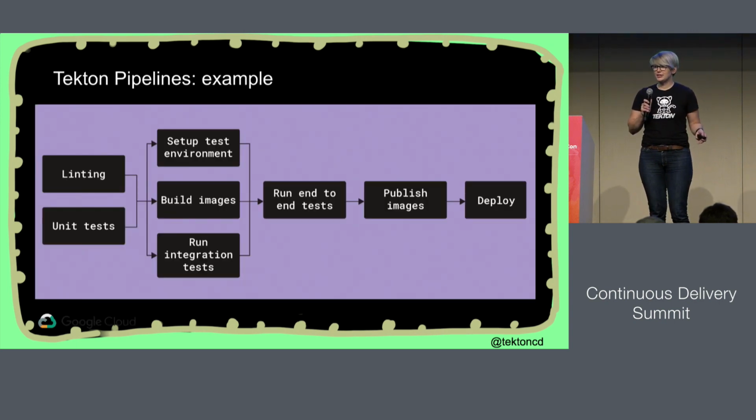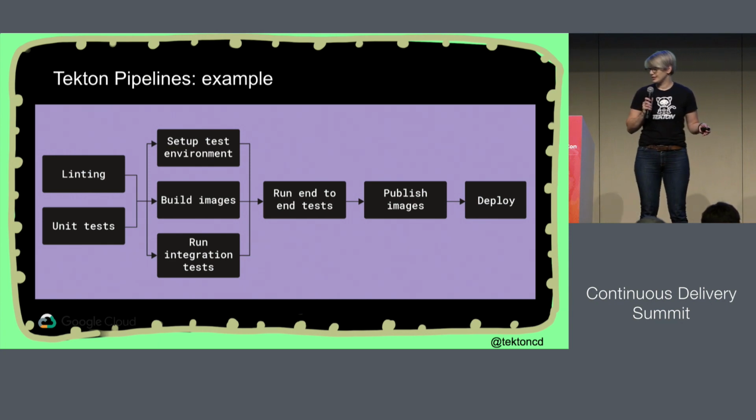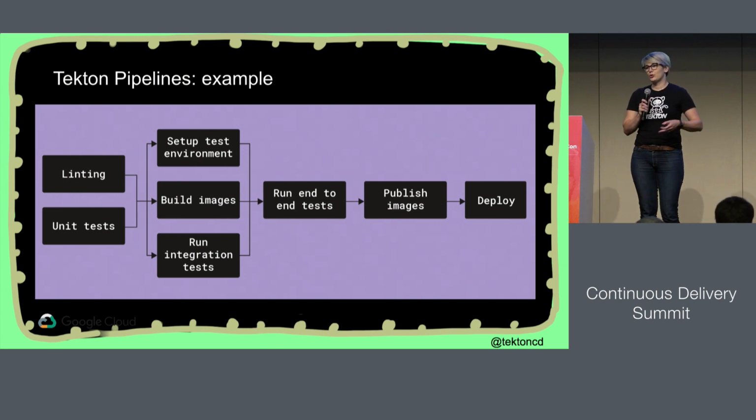And so being able to make these more complicated graphs can really speed up your pipelines. So for example, in this one, we can do some of our quicker actions like linting and unit tests right away. And then as we move into slower activities like running our integration tests, we can at the same time build images and set up a test environment to get ready for our end-to-end tests.